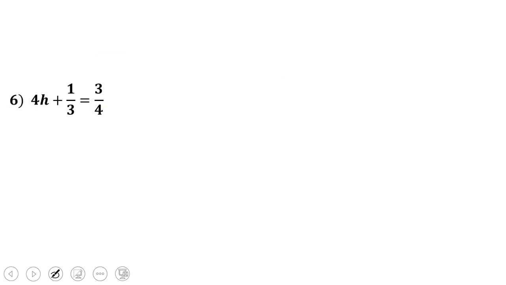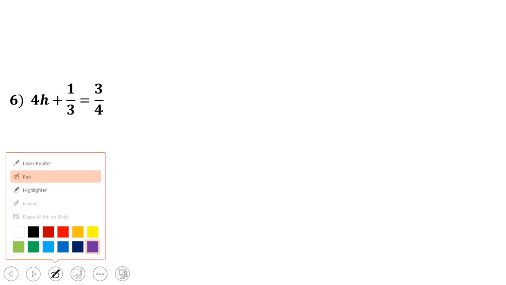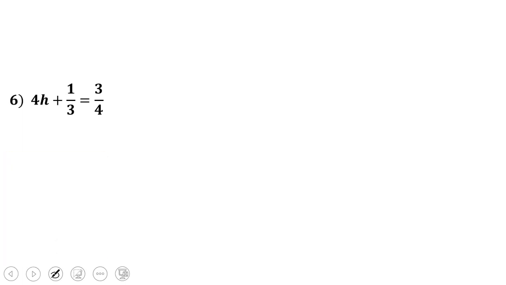Let's try this one more time. I have 4h plus 1/3 is equal to 3/4. Again, I have fractions in here. I'm not a fan of fractions, so I want to eliminate them. And I'm going to multiply the entire equation by the lowest common denominator. And I know that the denominator for 4h would be 1. So between 1, 3, and 4, my lowest common denominator is 12. So I'm going to take this entire equation and multiply by 12.